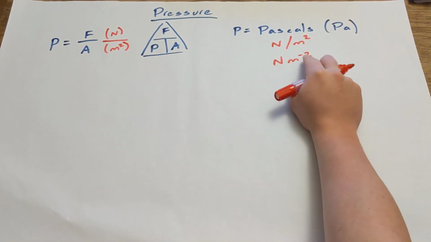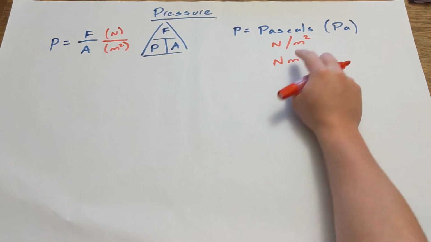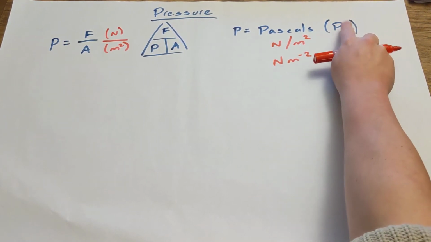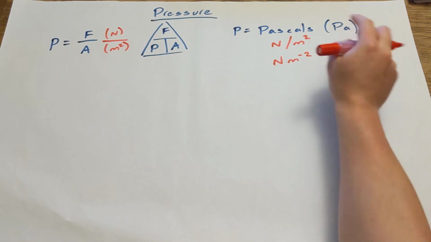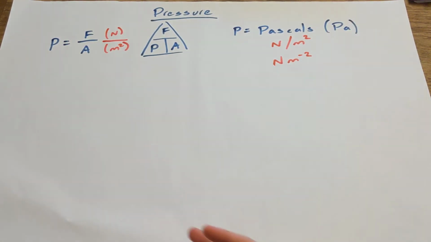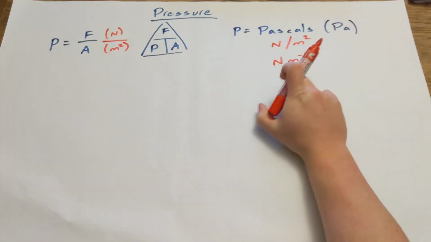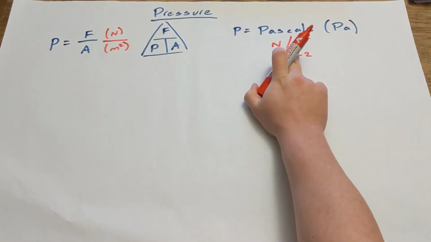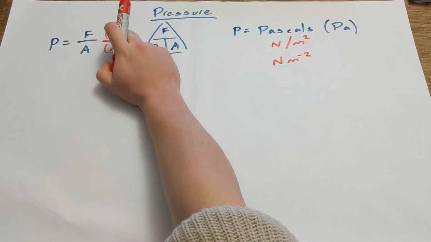Don't do it like that, though, in a question. When you're working out a pressure, put Pa, pascals, as your units. But sometimes in multiple choice, they might say pressure is measured in pascals, what else could it be measured in? And the answer would be newtons per meter squared, because it's force divided by an area.